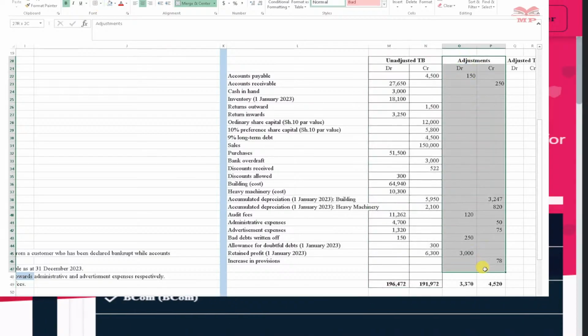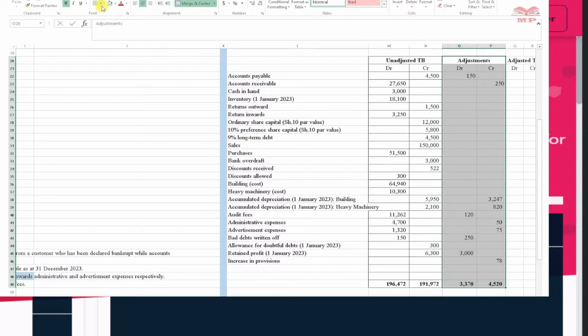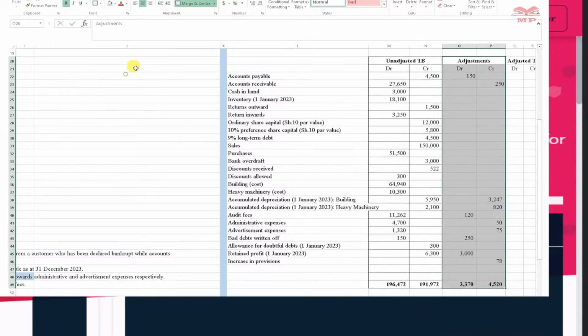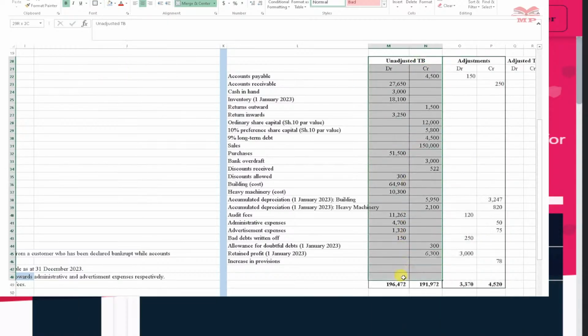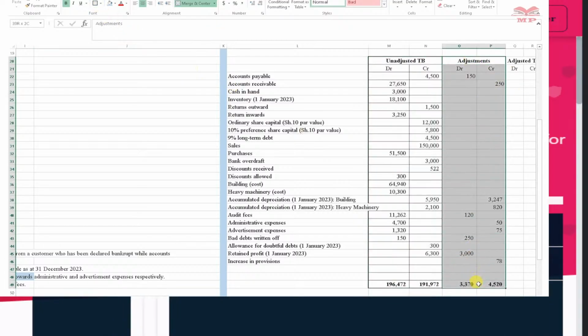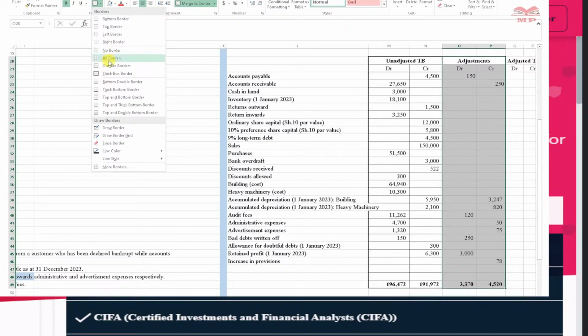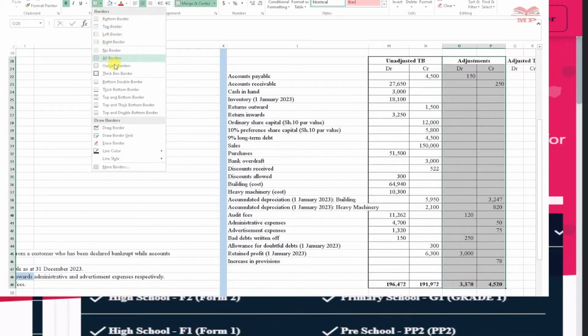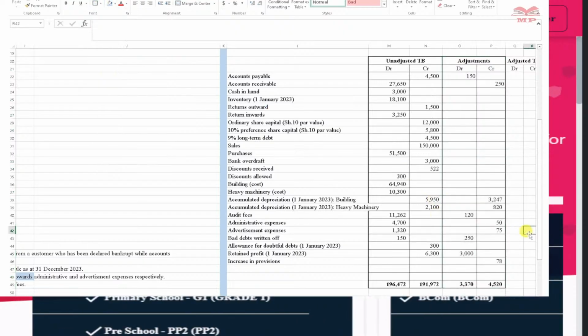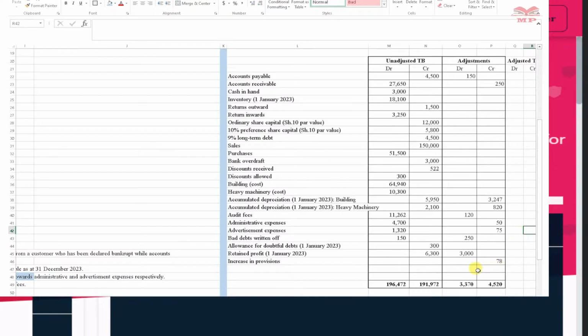Then this one also comes like that. Using a thick border, that can be okay. Thick border, of course, this one can be, we can put thick border and then outside border like that. Once we have the increase in provisions like so, we can get the accounts payable adjustment figure.